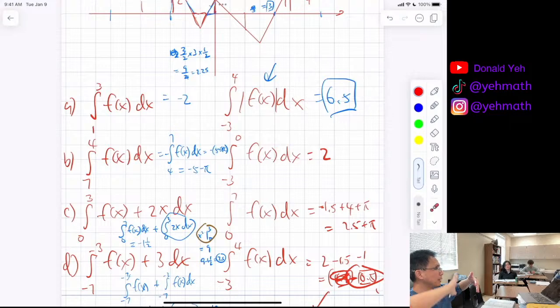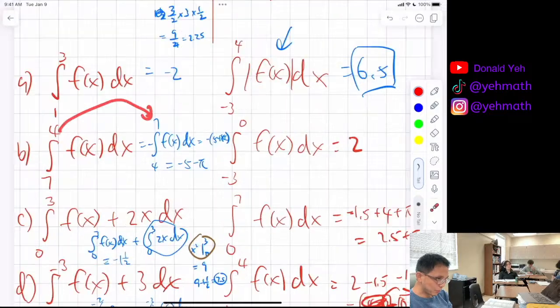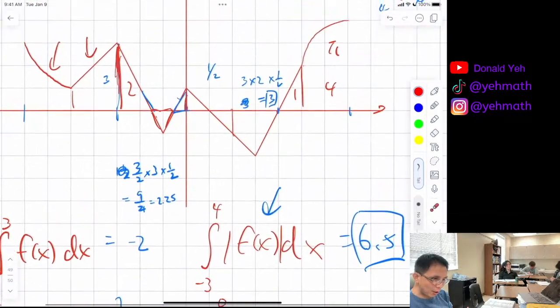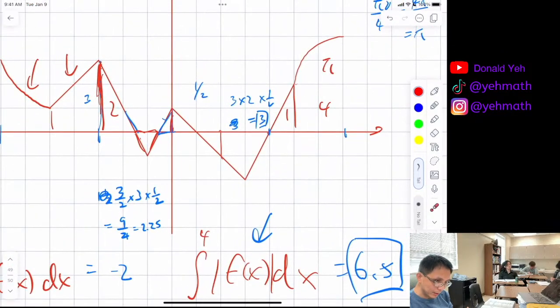I just have to know: if the graph is above, it's positive. If the graph is below, it's negative. If I have this, everything is reversed. So I would rather just write it again, from 7 to 4. Instead of 7 to 4, I'm going to put a negative sign in front, and it becomes 4 to 7. Then for 4 to 7, I go to 4 here. So that is 4 right here. And if you go from 4 to 7, you just count up the areas.